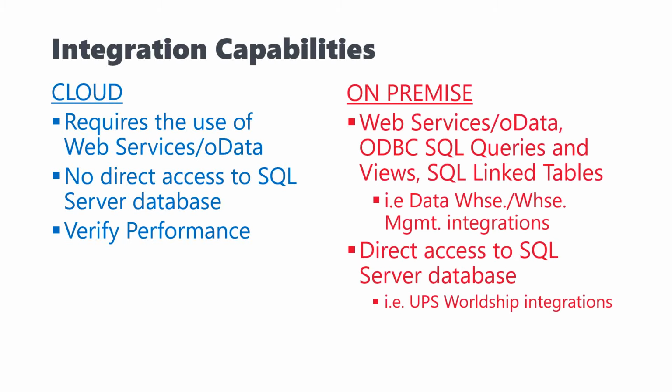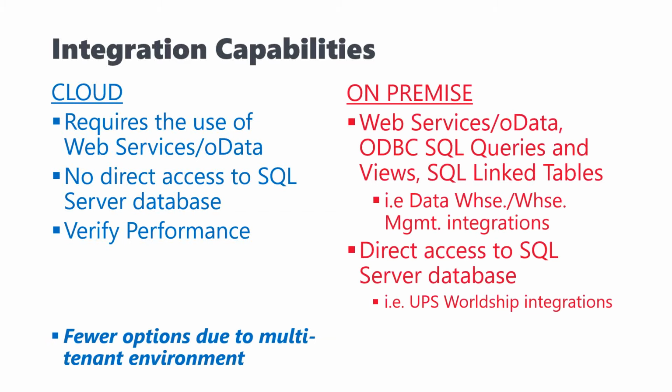And you also, of course, have direct access to the SQL Server database. An example of this is if you use UPS WorldShip or FedEx Shipping Manager, you may have created direct SQL views or triggers to integrate and pass data from UPS or FedEx into Business Central. So on the cloud, there are fewer options due to the multi-tenant environment that you're operating within. And on the on-premise side, the private tenant provides more options for you for determining how you would like to integrate those solutions.